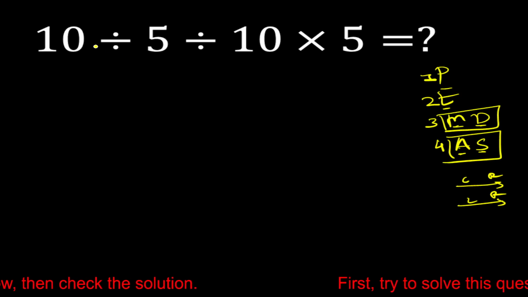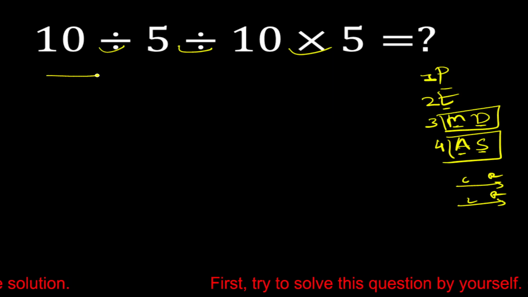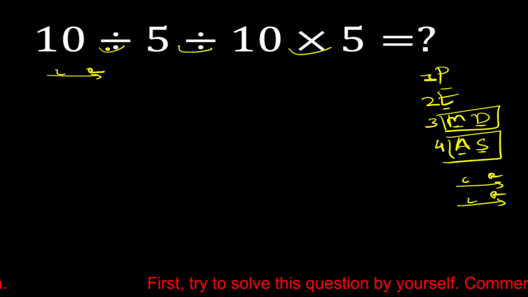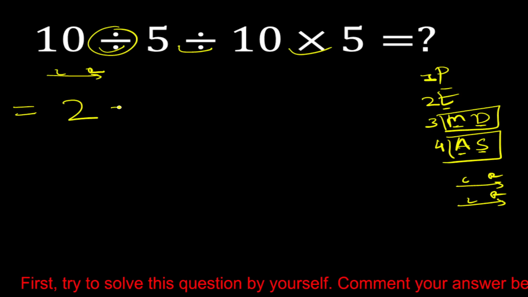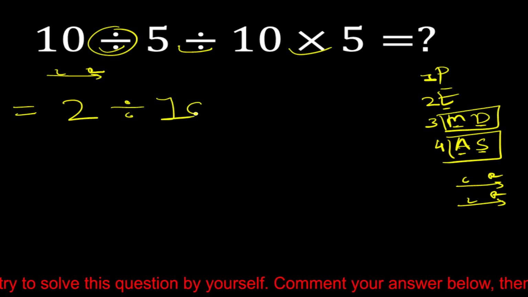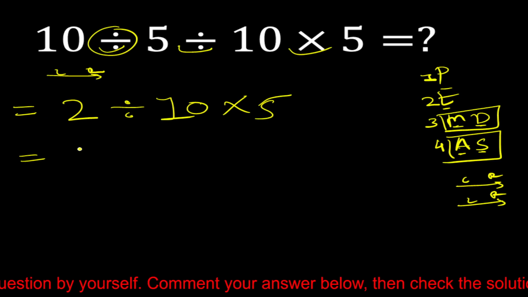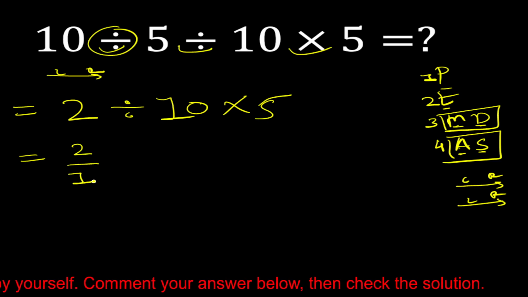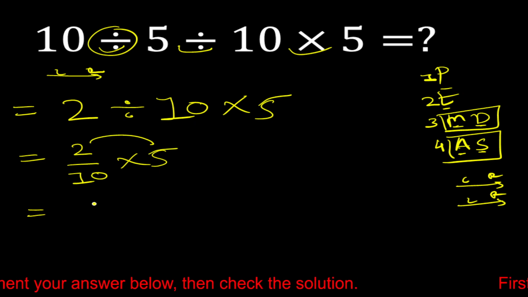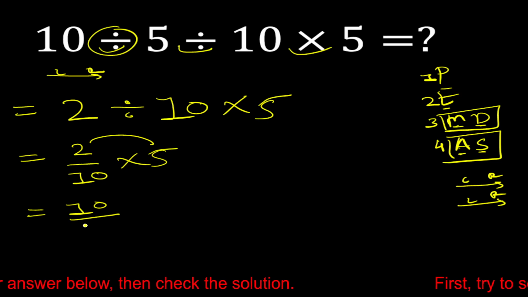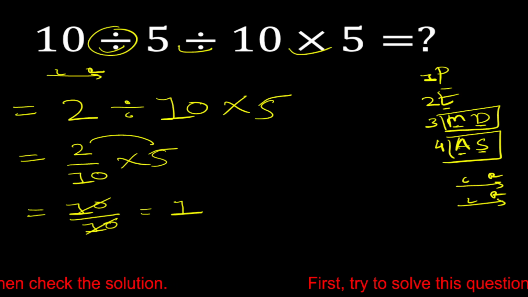Okay. So here is division, and here is multiplication. So all have equal priority, so we have to solve it from left to right. Okay, so first we have to solve this division. So 10 divided by 5 is equal to 2. Divide 10 multiply 5. Okay, now 2 divided by 10 can be written as 2 upon 10 multiply 5. Now 2 multiply 5 is equal to 10 divide 10. So 10 divide 10 is equal to 1. Okay, so the correct answer is 1.